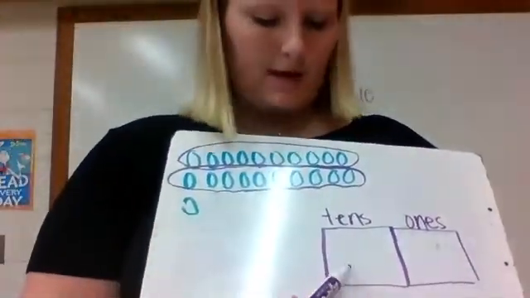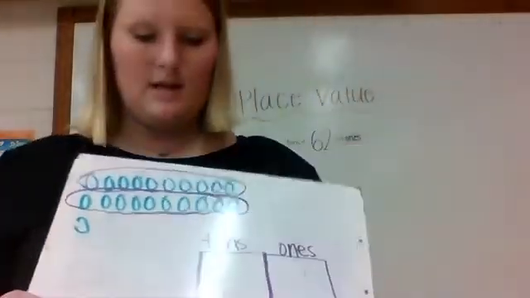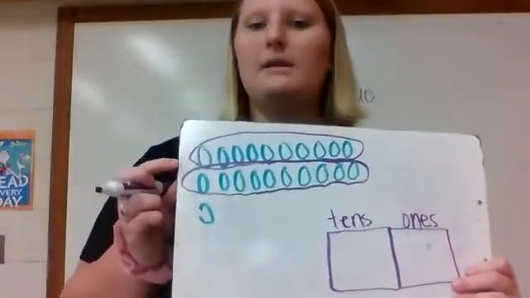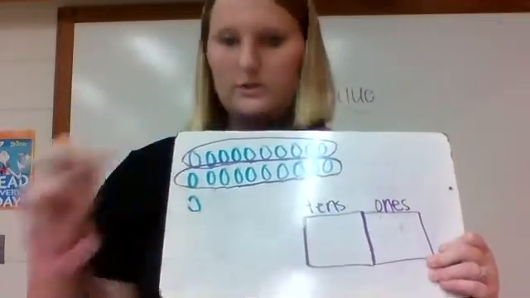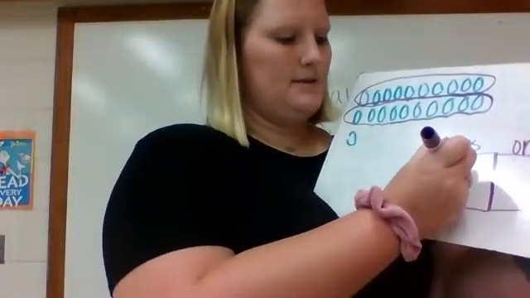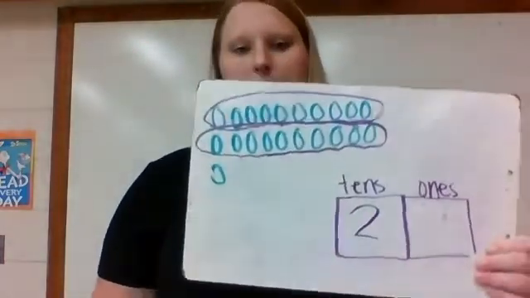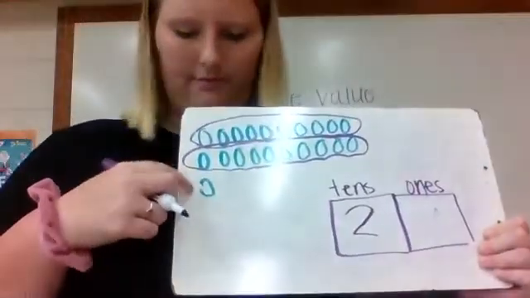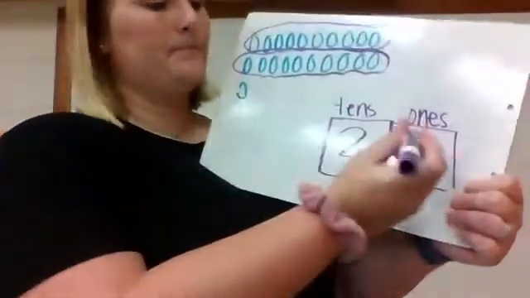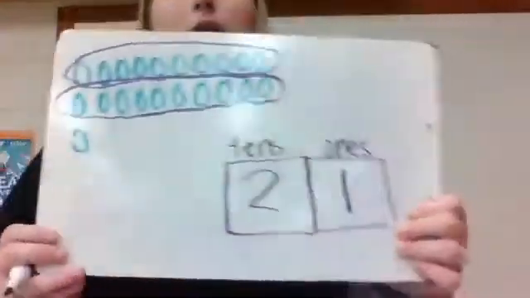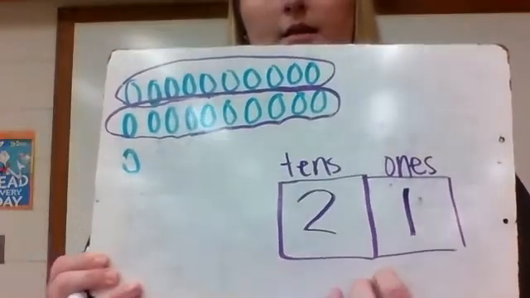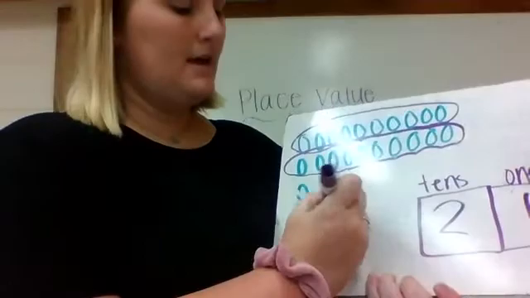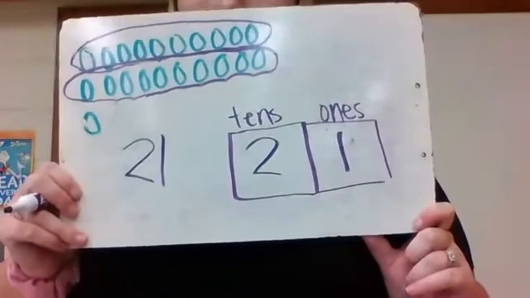Now, in this box, I'm going to write how many groups of 10 do I have? How many groups? Good, 2. There's 2 groups, so that means 2 goes there. How many 1s do I have? Just 1, good. What number do you see here? Put them both together, what number is that? It is 21. 21, you see how that works?